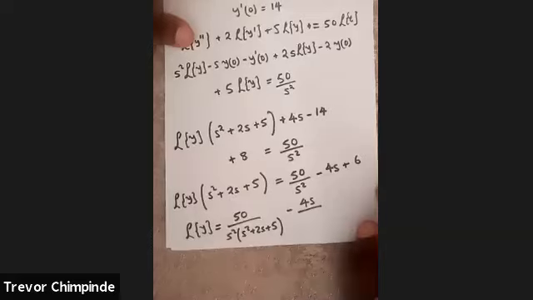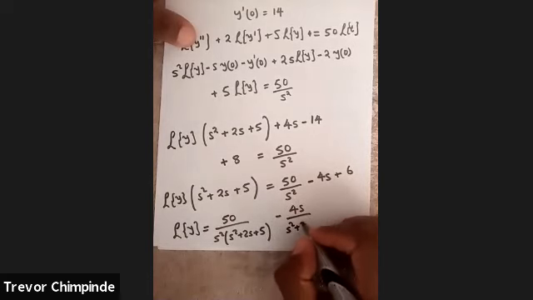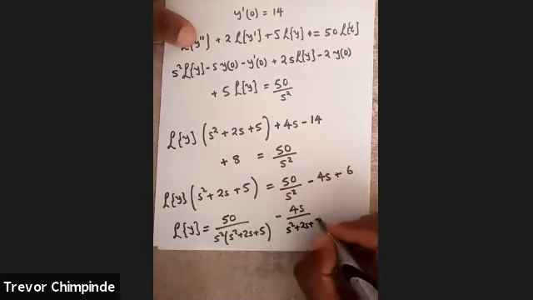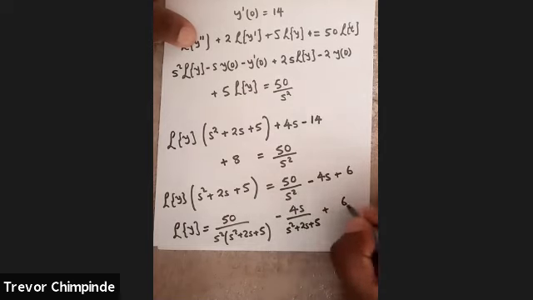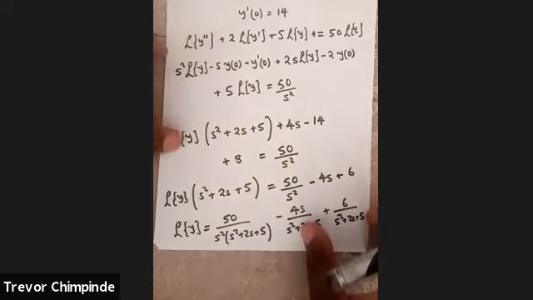Sorry about that. So it's 4s over s squared plus 2s plus 5, then plus 6 over s squared plus 2s plus 5. Okay.